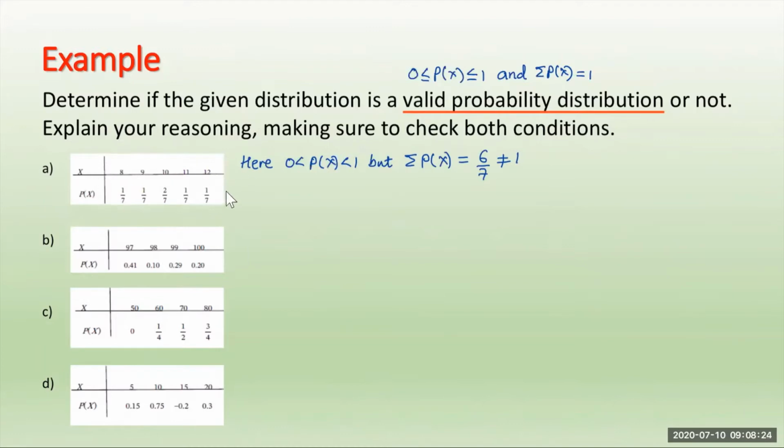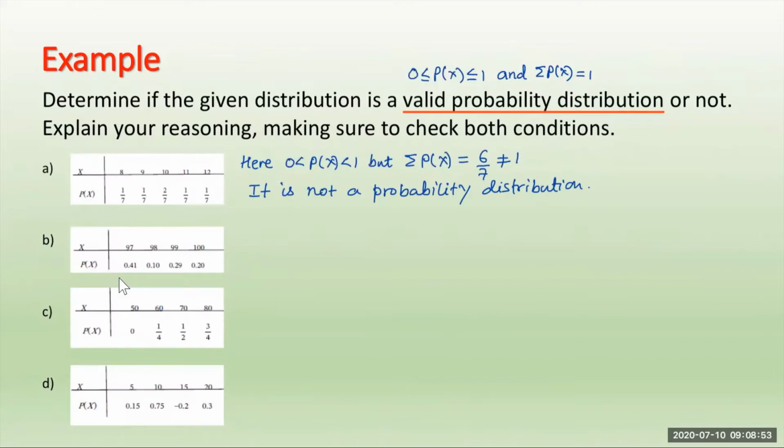Is this a probability distribution? What do you think? It's not. It is not a probability distribution. So make sure you write the sentence. It is not a probability distribution. That is our first part, A. Now let's look at B.